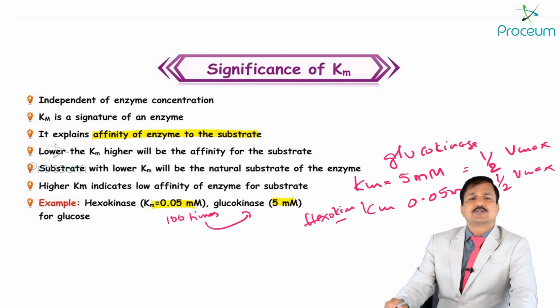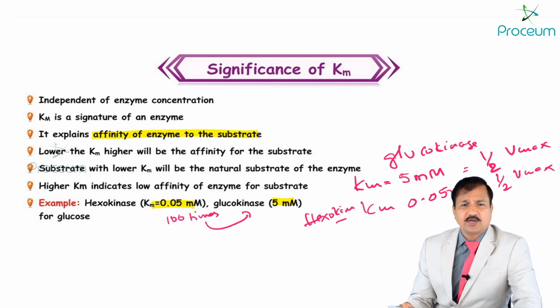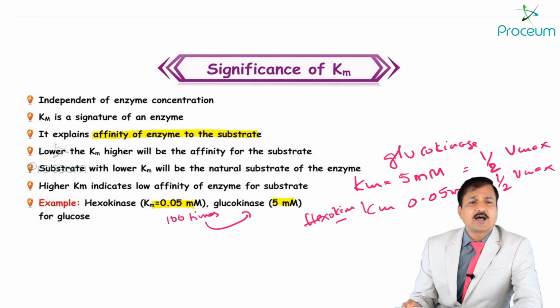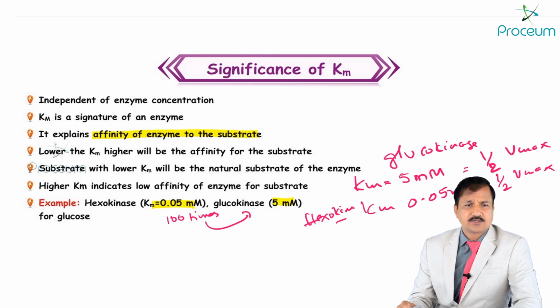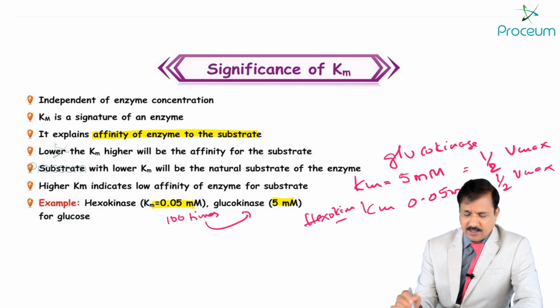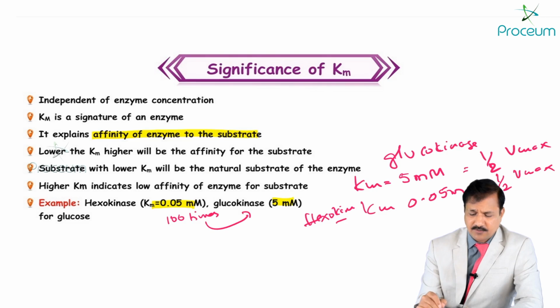Okay. Now, since we know the Km for hexokinase or glucokinase to reach half maximum velocity, we can also know how much substrate concentration is necessary for hexokinase or glucokinase to reach Vmax. So, what is that? If you know the Km for hexokinase, which is 0.05, or glucokinase, which is 5 millimoles, let's take an example of glucokinase. Km for glucokinase is 5 millimoles.